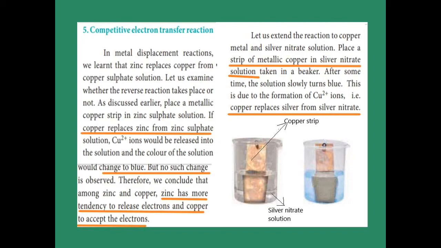Now here also we are going to see one experiment. In this experiment, the first beaker contains silver nitrate solution. In that solution we are going to place the copper strip. After some time we saw that the silver nitrate solution slowly becomes blue in color. This blue color shows that the copper metal displaces the silver from the silver nitrate solution. When the copper is mixed with the silver nitrate, it slowly turns blue.